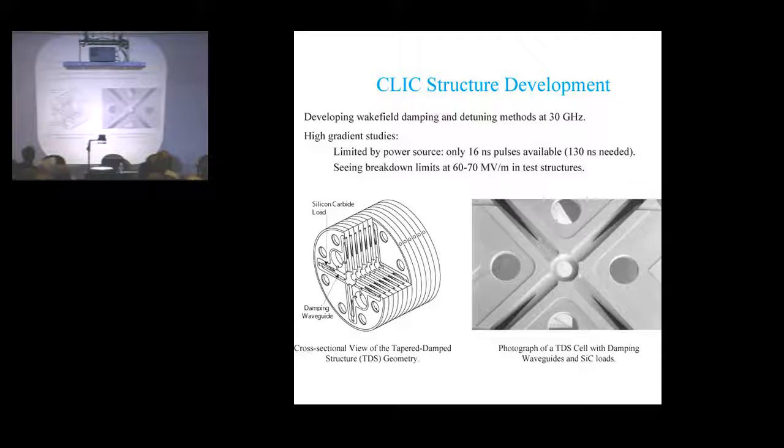For their high gradient work, right now they're limited by a power source at 30 gigahertz. Right now they use this smaller two-beam system, but it only gives them 16 nanosecond pulses where they need 130. However, even some of their test structures are starting to see breakdown at the 60, 70 MeV per meter. So they have a way to go to get up to the 170 that they're aiming for. And so this will be a big program in the future.